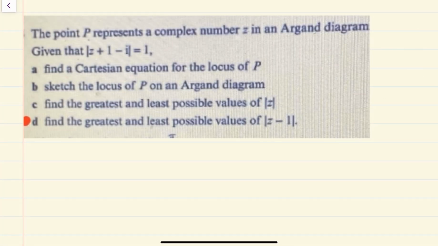This is an A-level further maths question to do with complex numbers and the Argand diagram. So it says the point P represents a complex number in an Argand diagram given that the modulus, I'll just write that down, it's a bit blurry, the modulus of z plus 1 minus i is equal to 1.